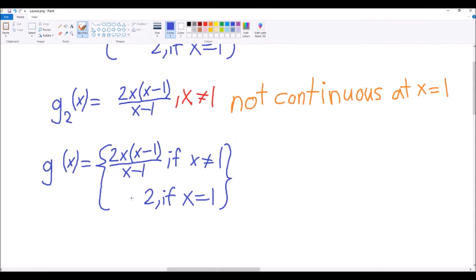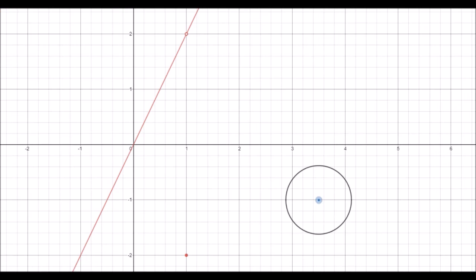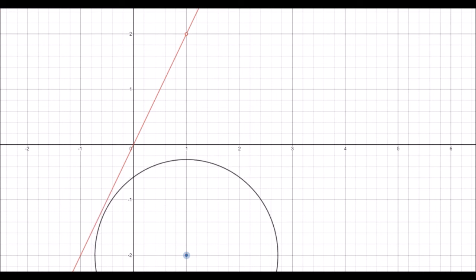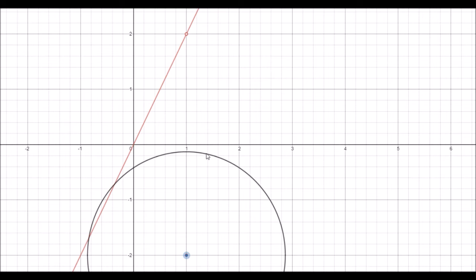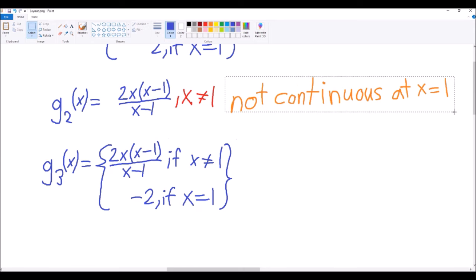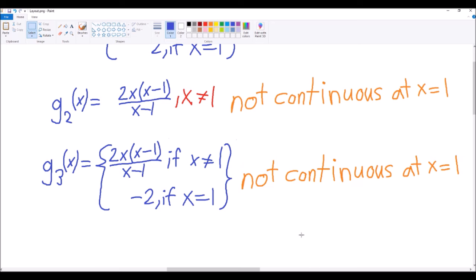Now let's put that x equals 1 part back, but this time we'll set it to y equals negative 2. Now we have somewhere to put our circle, but what happens when the circle shrinks? We can't shrink it very far before we're no longer able to keep the graph inside. Because there is a boundary to how small the circle can be, we can say that the function combo is not continuous at x equals 1.